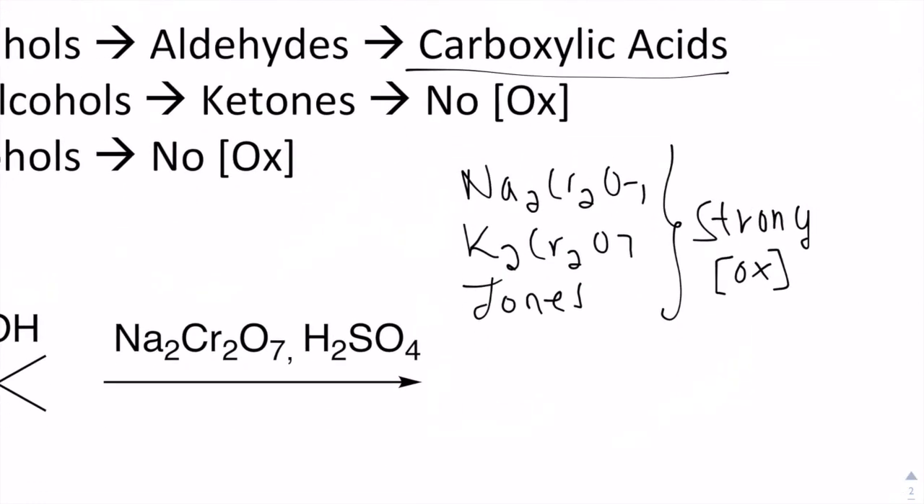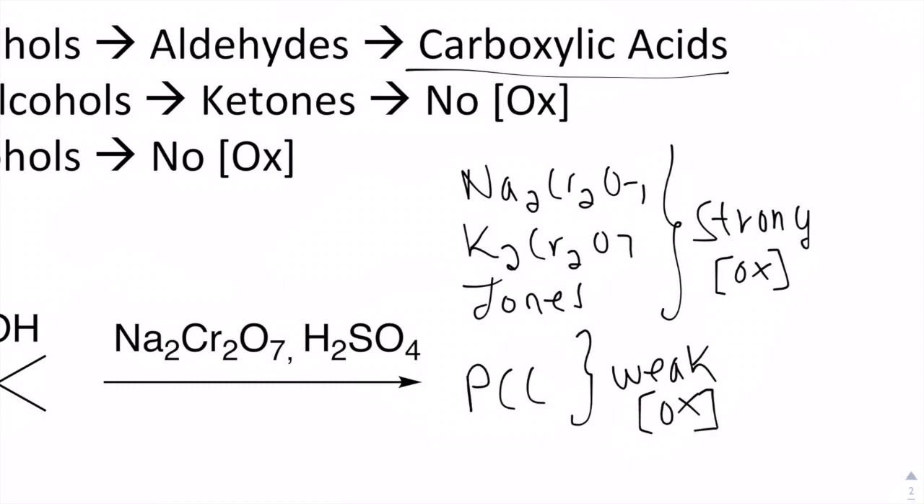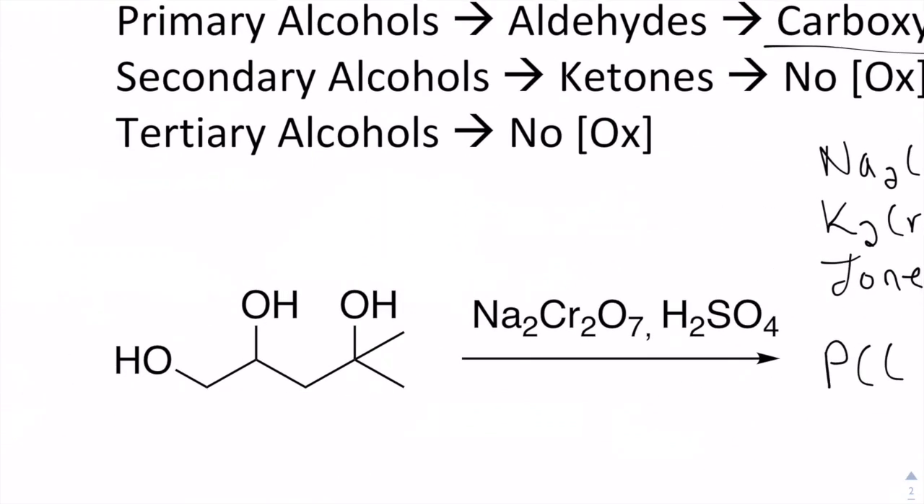Then the weak oxidizing agent, there's only one of them that we know, and it's called PCC. So that's the weak oxidizing agent. Okay, so when given a choice, that is always going to stop at the aldehydes or the ketones and not go to the carboxylic acid. Let's kind of just practice with that. So in this starting material, if we were to classify all these alcohols, we have a primary, a secondary, and a tertiary.